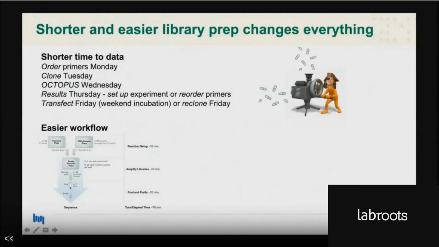And so in our workflows, you can imagine, say you're super excited coming in from thinking about your problem on the weekend, you come in on Monday, fired up, you're ordering primers, and then IDT delivers them on Tuesday because they're amazing. And then you clone on Tuesday, and then you do OCTOPUS on Wednesday. You get your results by Thursday, and you can now set up your experiment, or if you mess up, reorder primers on Thursday. And if you set up your experiment on Thursday, then for us, we transfect on Friday. That allows you to take advantage of the weekend incubation or reclone on Friday.